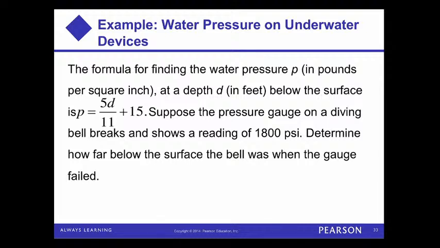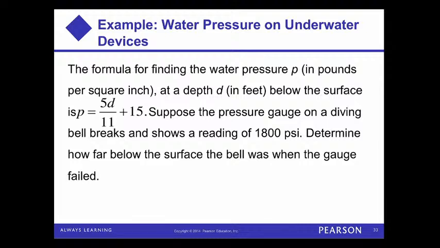So let's see, PSI, pounds per square inch, in feet, the formula. Okay, so it says it breaks showing a reading of 1800. So P is 1800. They're basically asking us to solve for D, right? So there are two ways we can go about this. We can plug in 1800 for P and then work backward algebraically, or we can use inverses.